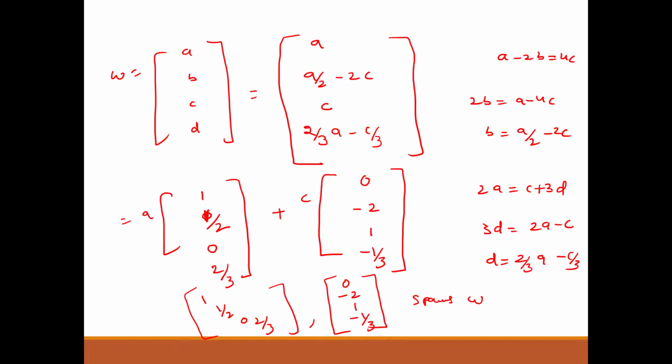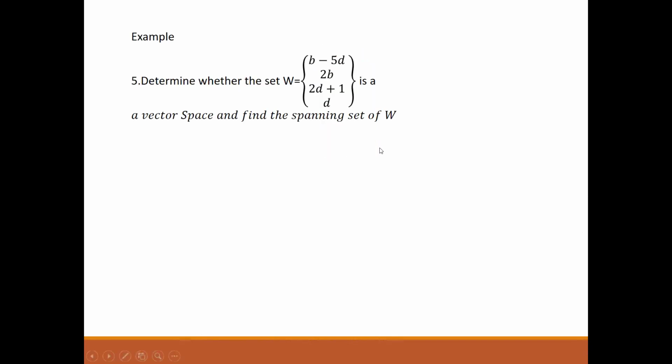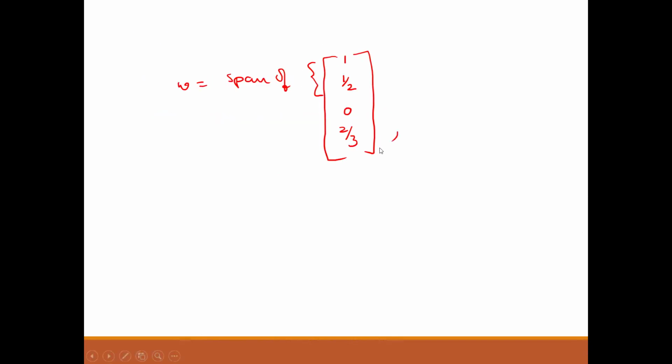So W is a span of two vectors. What are the two vectors? 1, 1 by 2, 0 and 2 by 3. This is one vector. The other vector is 0, minus 2, 1, minus 1 by 3. These two vectors span W.